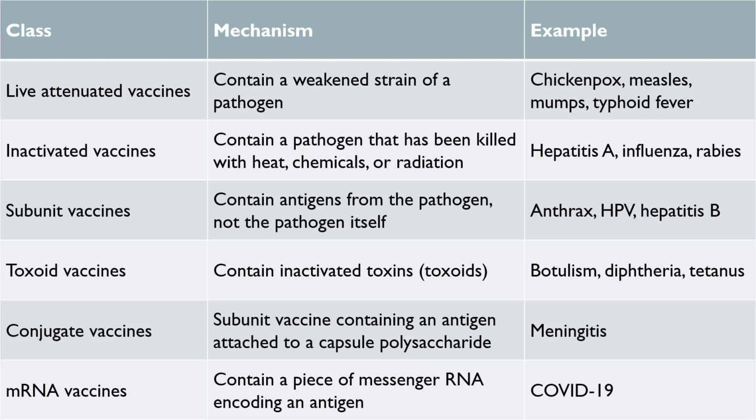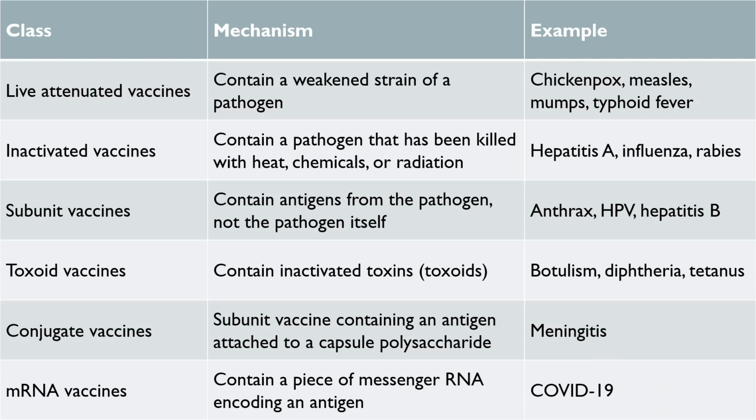And so by attaching it to another antigen, a capsule polysaccharide, this can increase the immune response and cause meaningful generation of antibodies in response to the vaccine. An example of a vaccine that is formulated in this manner is the meningitis vaccine that children receive.